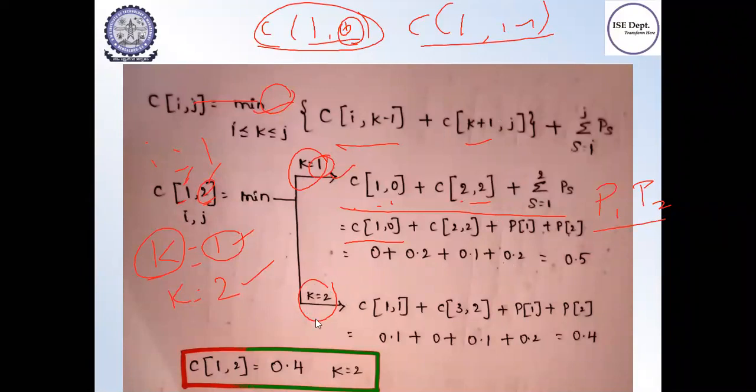So next one is k is equal to 2. Again do it for this. So C of 1 comma 1, plus C of 3 comma 2, because k value is 2, so 2 minus 1 is 1, so 2 plus 1 is 3. I hope this is fine, right? So plus the same probability you can use here, 0.1 and 0.2, and you will get 0.4. The minimum out of this: 0.5 and 0.4, the minimum is 0.4, correct?